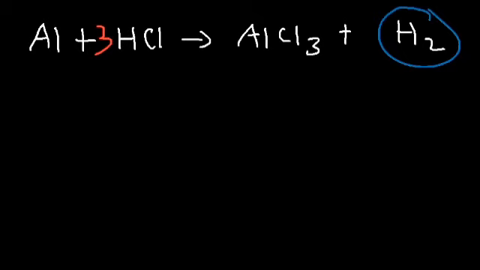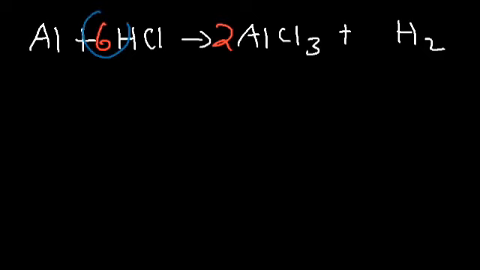Whenever you come across this even-odd situation, you can rectify this situation by simply multiplying everything by 2. So instead of putting 3 in front of HCl, let's put a 6. So we have 6 chlorine atoms. That means that we need to put a 2 in front of AlCl3 because 6 divided by 3 is 2. So we have 6 chlorine atoms on both sides. Now we have 6 hydrogen atoms on the left, but only 2 on the right. So what number do we need in front of H2?